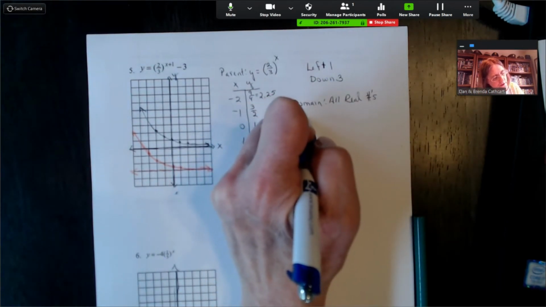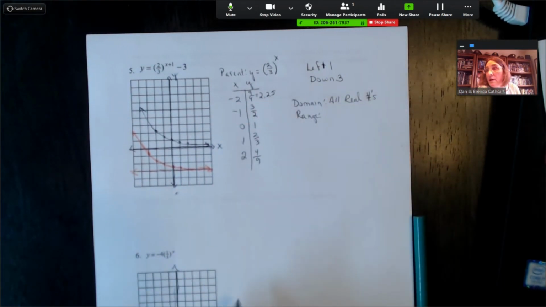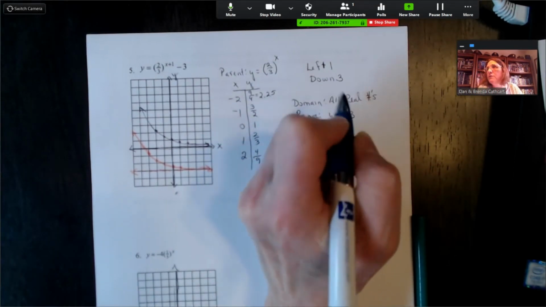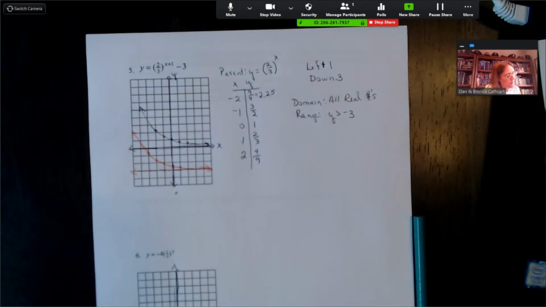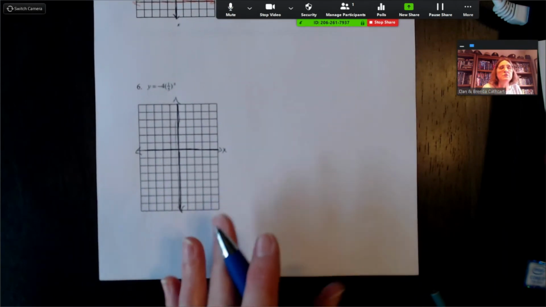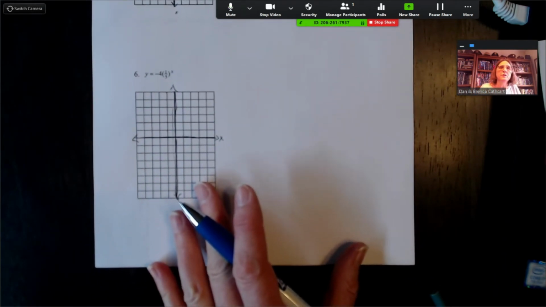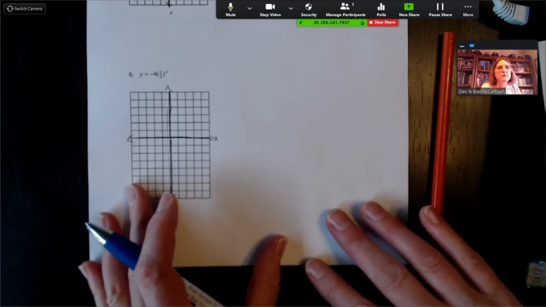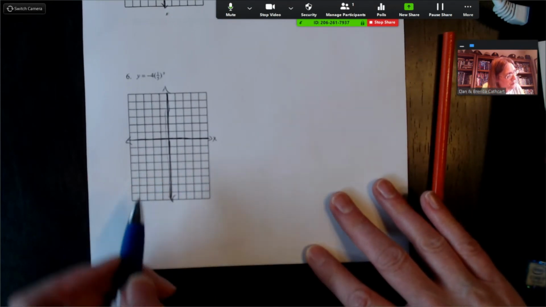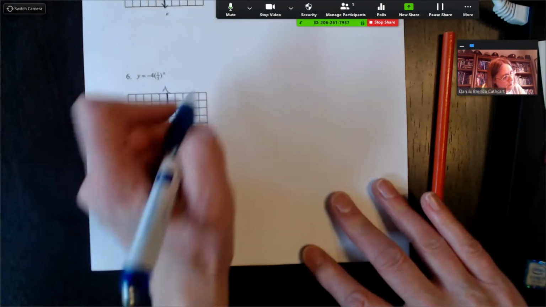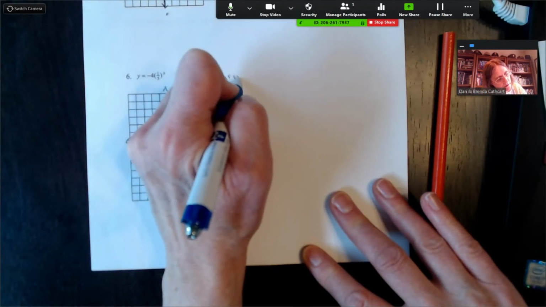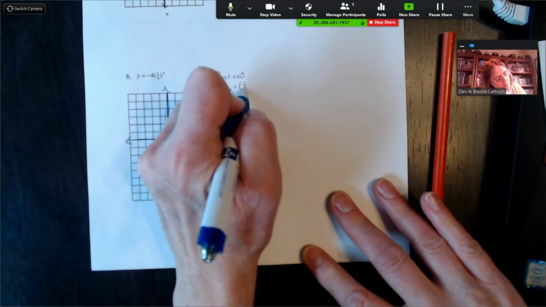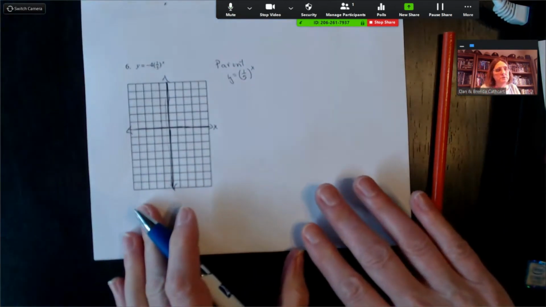And our range, since we moved everything down 3, is now y greater than -3. Okay, let's do one more. This one is going to involve a reflection, so it's good to look at this one. Our parent function, we look at our base of 1/5. So our parent is y equals (1/5)^x.